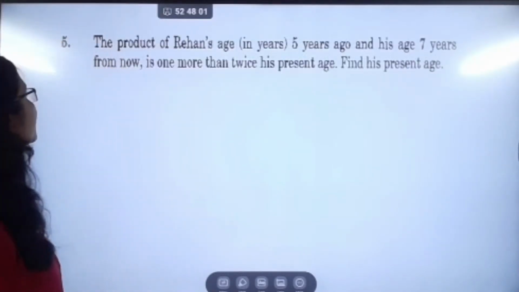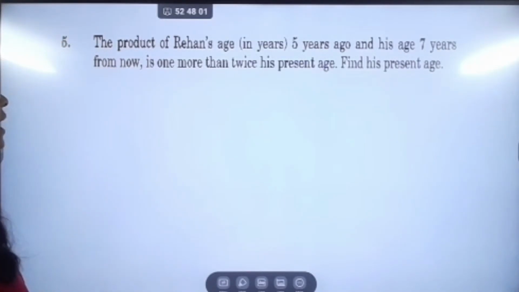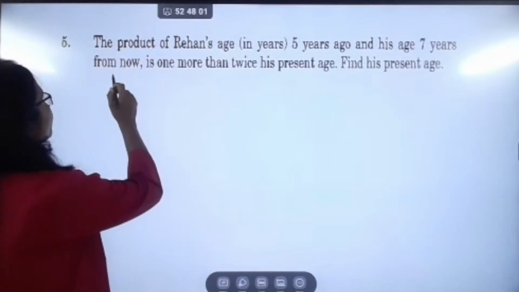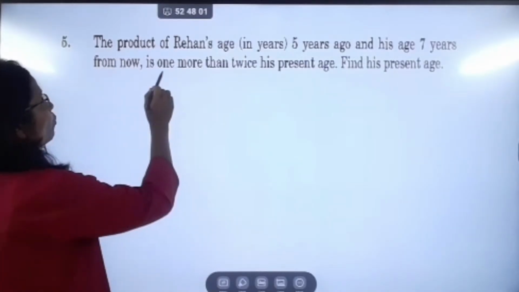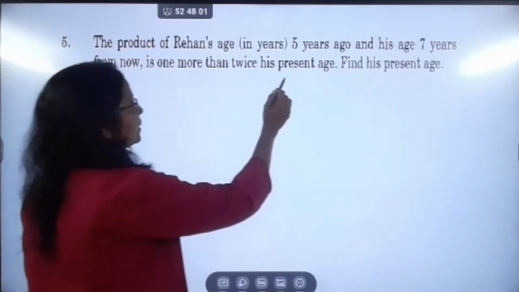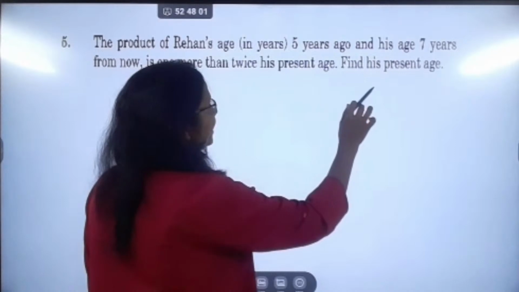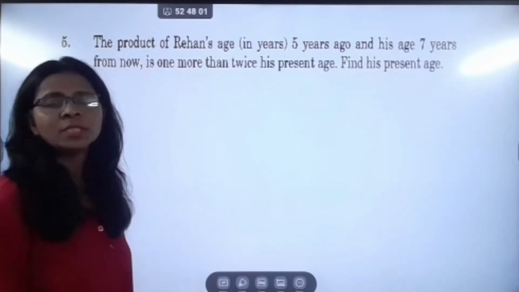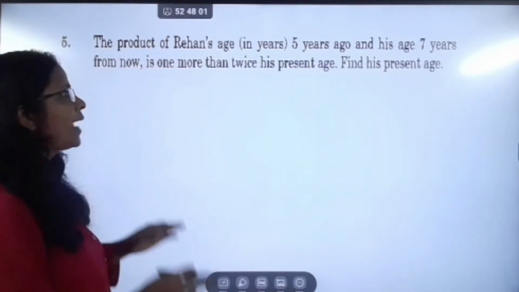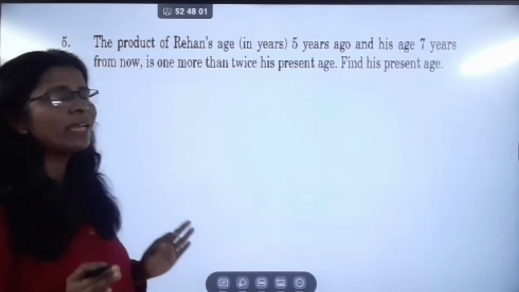See the next example. The product of Rehan's age in years 5 years ago and his age 7 years from now is 1 more than twice his present age. Find his present age. Yes, students. So now here, students, we have to find out Rehan's present age.